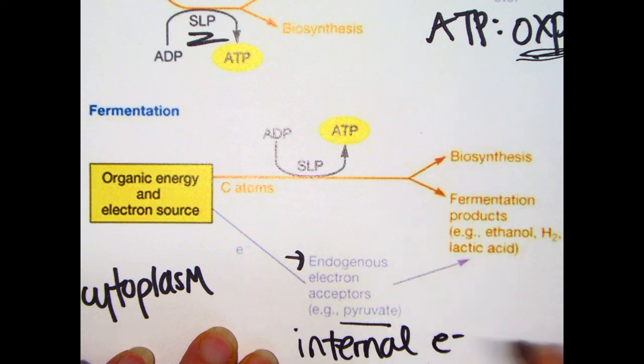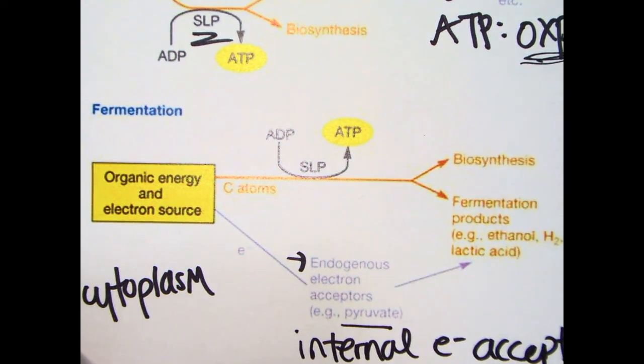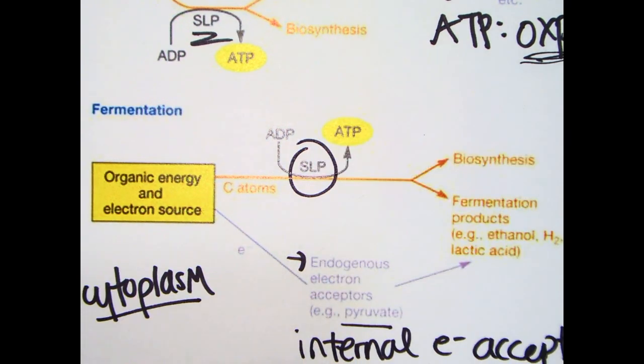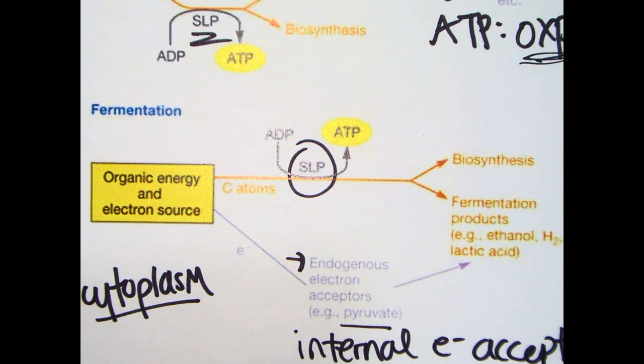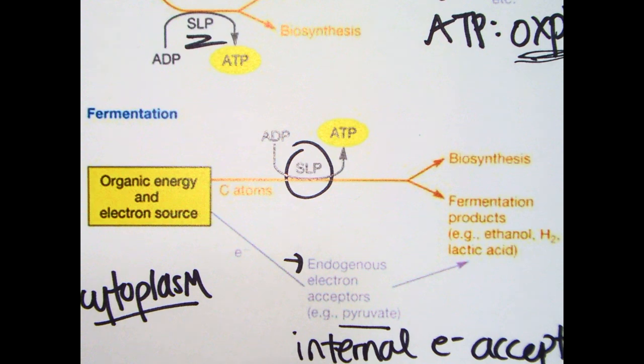Can you guys see that? Yes, internal electron acceptor. That sets fermentation apart, as well as the fact that it occurs in the cytoplasm. Fermentation only uses substrate level phosphorylation, which, if you guys will remember, is the passing of a high energy phosphate from one compound to another, but does not use ATP synthase and happens in the cytoplasm and not in the membrane of the cell. So if you are doing chemoorganotrophic catabolism, these are your three options.